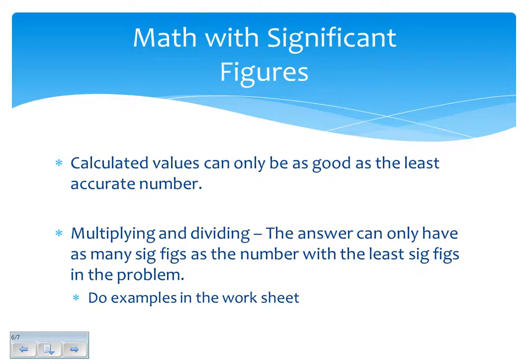So when you're multiplying and dividing, those rules are fairly straightforward. You count up the number of significant figures in each of the things you're doing math with, and you pick the one with the least number of sig figs, and then you report your answer with that number of sig figs. Okay, so I'm going to show some examples of this in a worksheet.